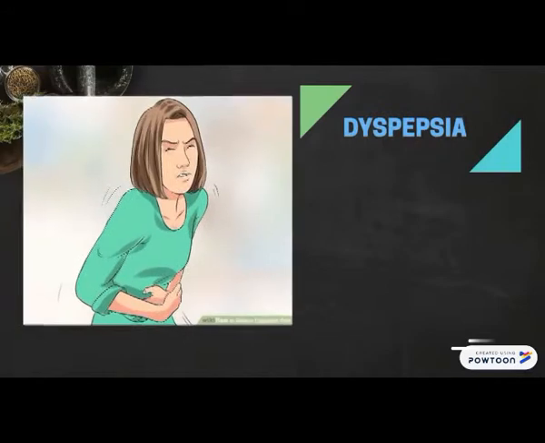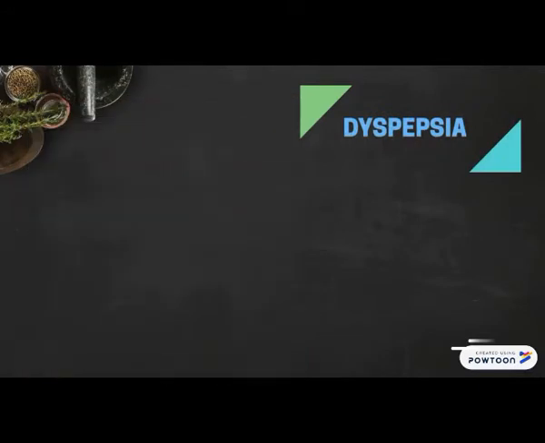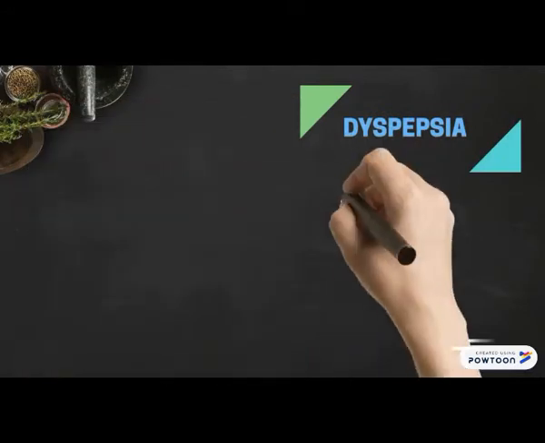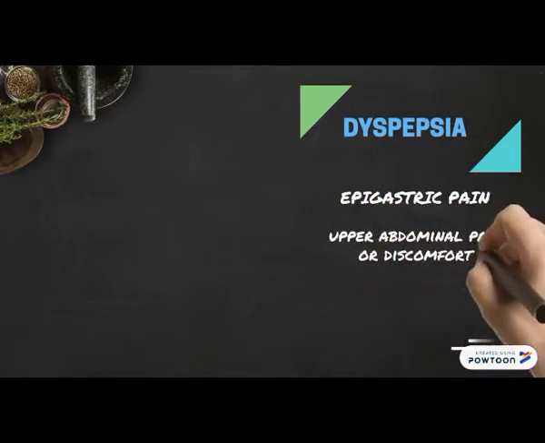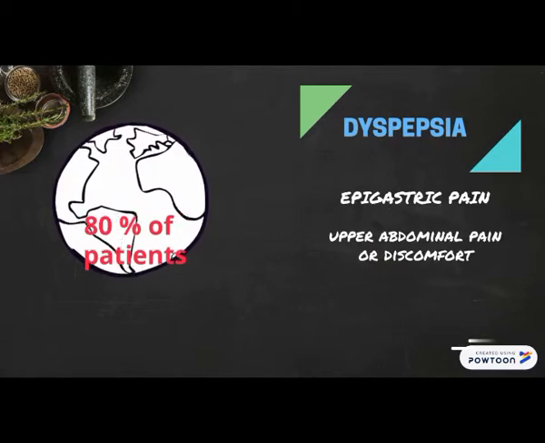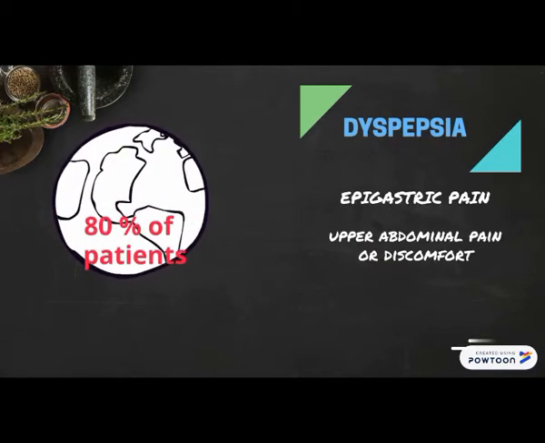One of the main symptoms of acute peptic ulcer is dyspepsia. You may recall the word with epigastric pain. It is an upper abdominal pain or discomfort, which about 80% of patients with peptic ulcer were diagnosed to have.